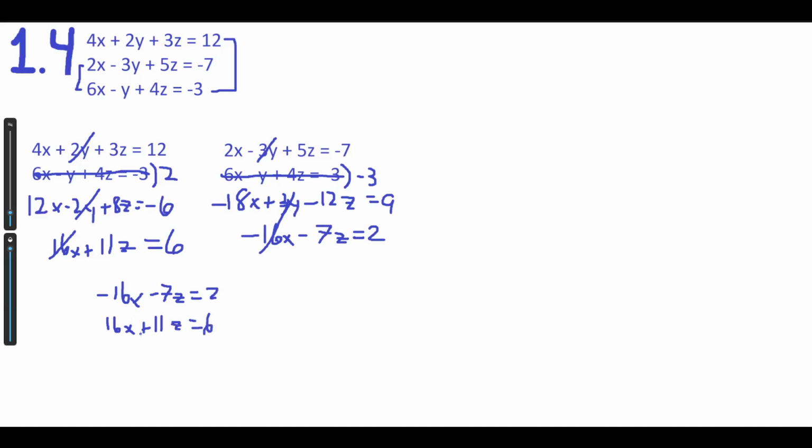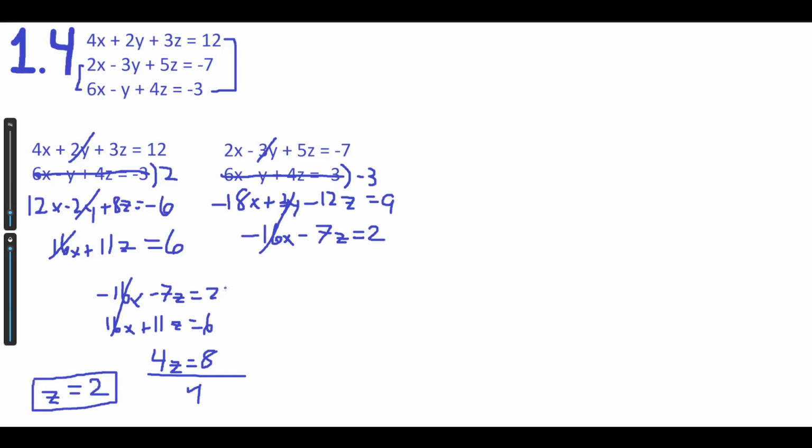So then if you add down, these just go away. Negative 7z plus 11z is 4z. And then 2 plus 6 is equal to 8. Now to solve for z, we just divide by 4. And then z is equal to 2. And I'm going to put a box around that.